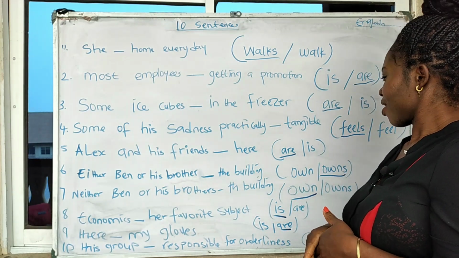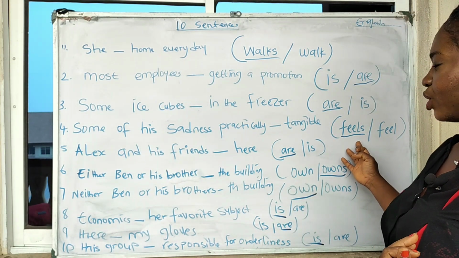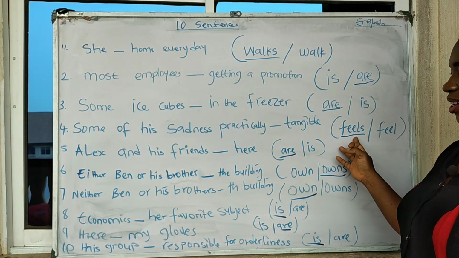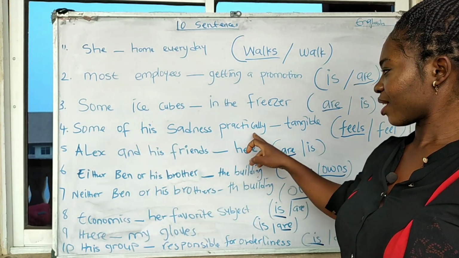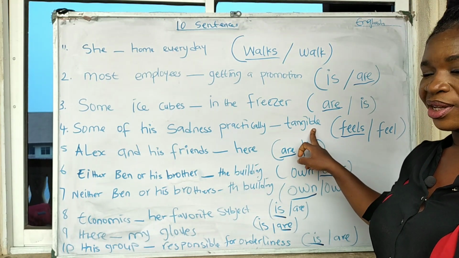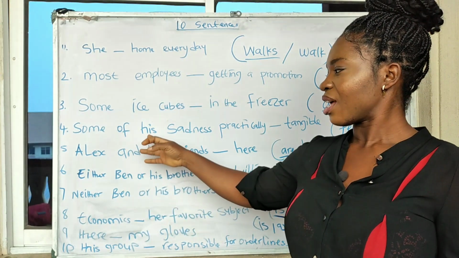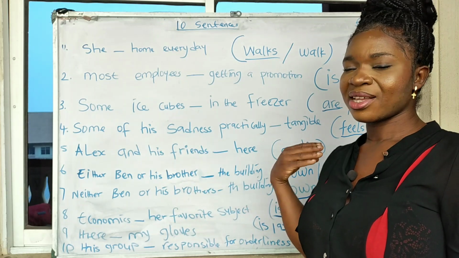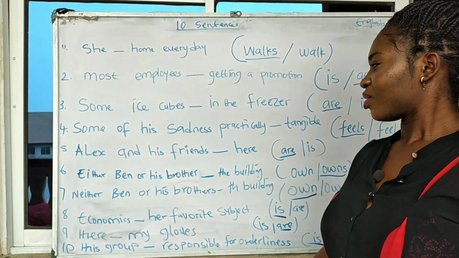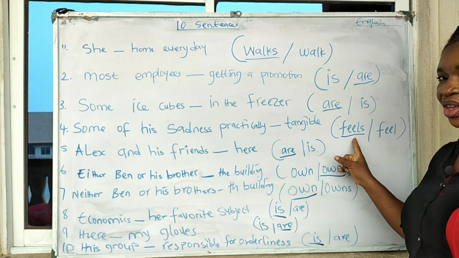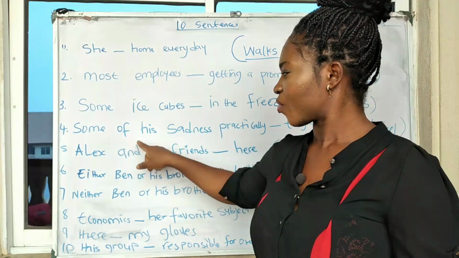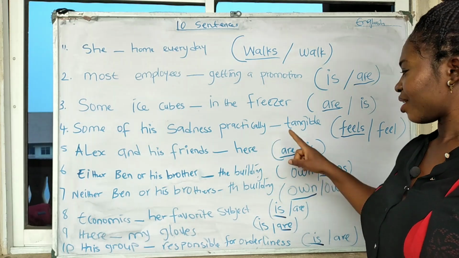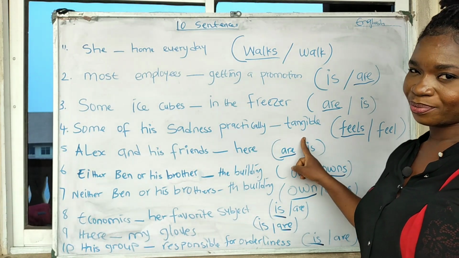And again, we have another one here, which is number 4. Let's see. Some of his sadness practically dash tangible. We're talking about his sadness, like one single person, so it equally works with feels. All right, so some of his sadness practically feels tangible.